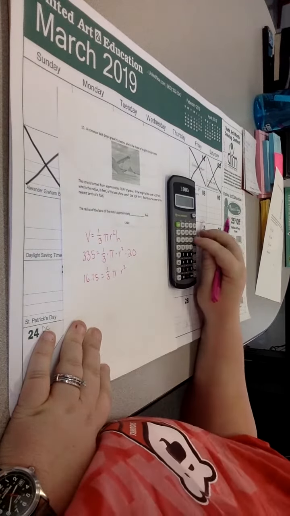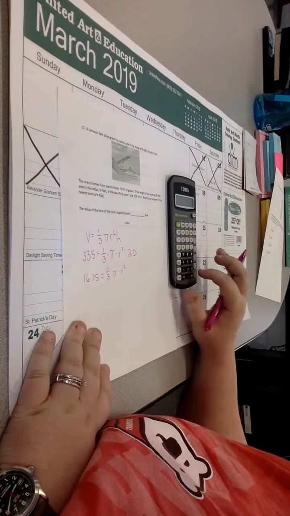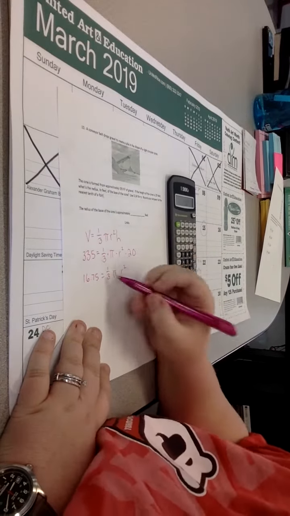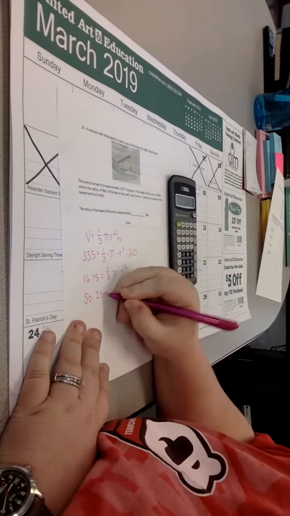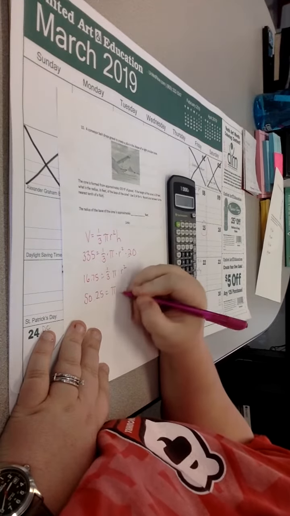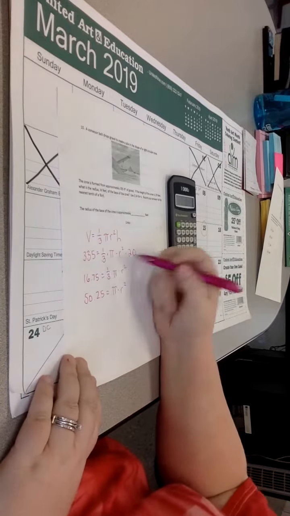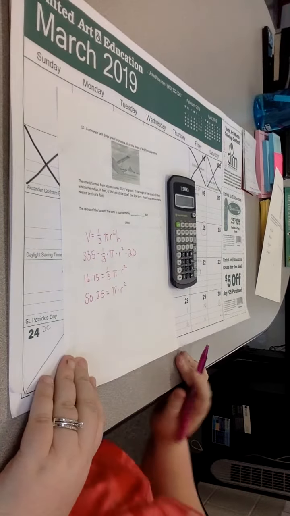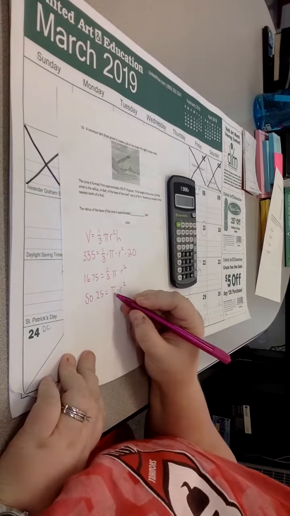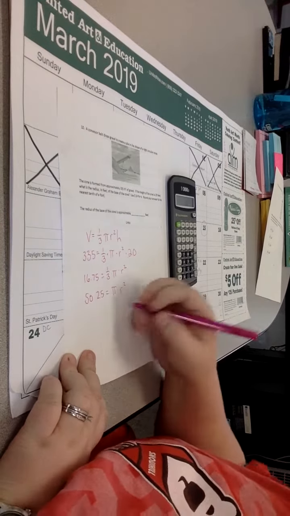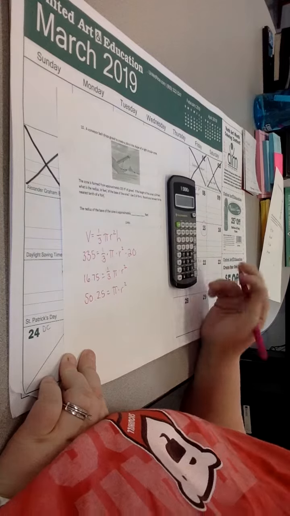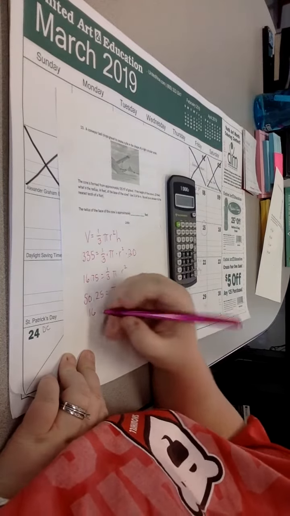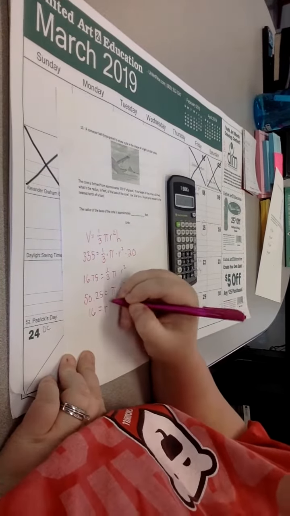Now I can do the same thing with 1/3. So I'm dividing by 1/3 and I end up with 50.25 equals pi times radius squared. So I'm basically just getting rid of these one at a time. Now I want to get rid of the pi, that's 3.14, so I'm going to divide both sides by 3.14. And I get about 16 equals r squared.